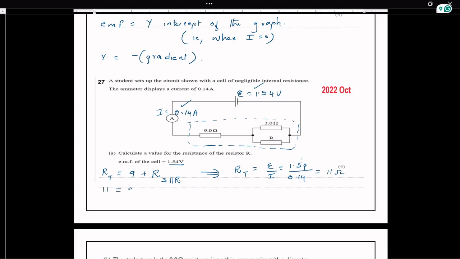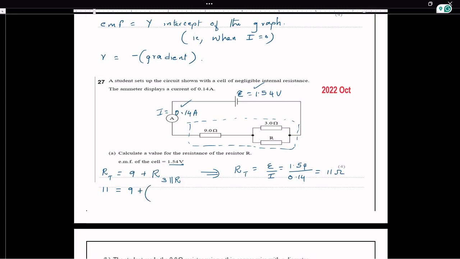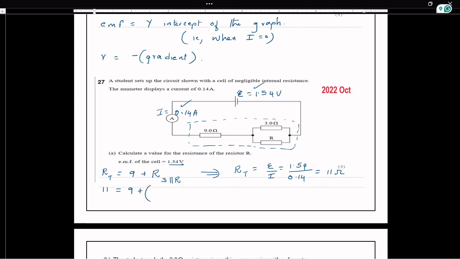11 equals 9 plus the parallel combination. When two resistors R1 and R2 are connected in parallel, as we have seen already in the previous videos, we can quickly calculate the total as the ratio of the product over the sum, R1 R2 over R1 plus R2. So I am going to use this rule here. It will be 3 times R over 3 plus R.